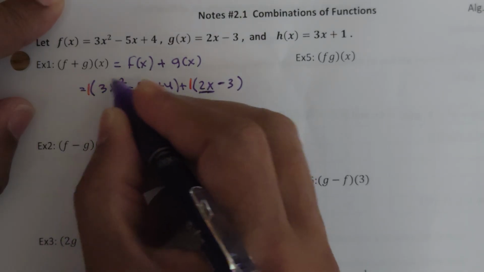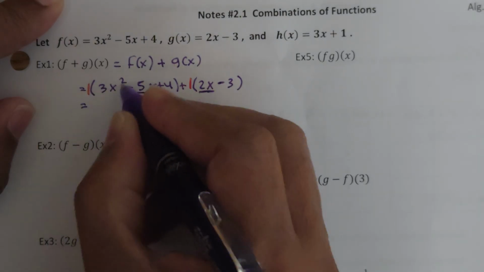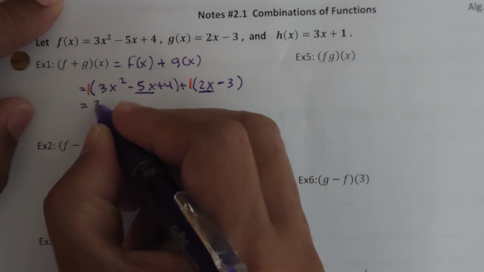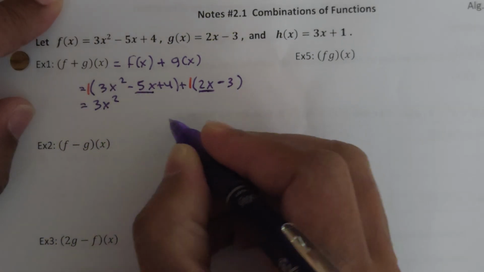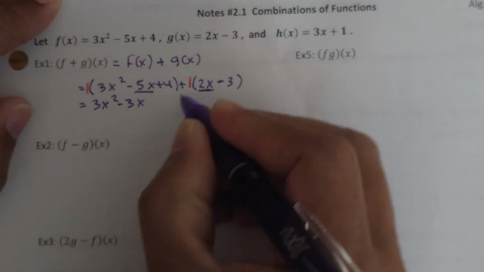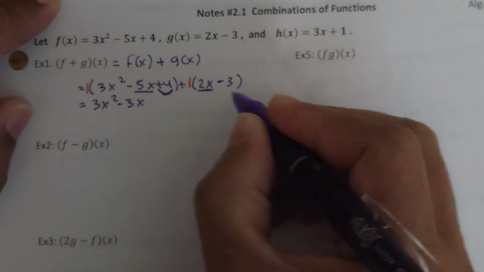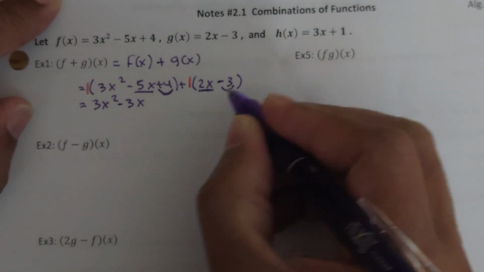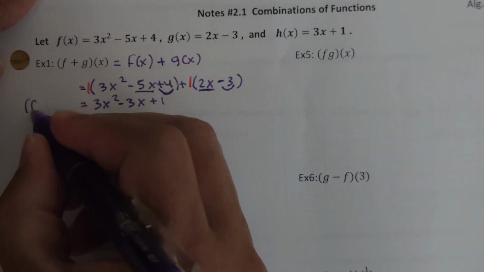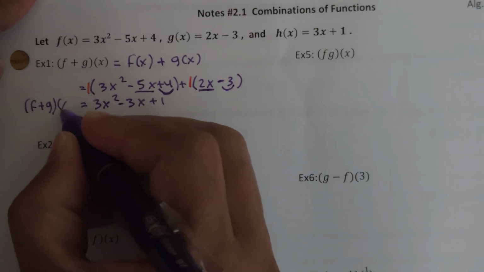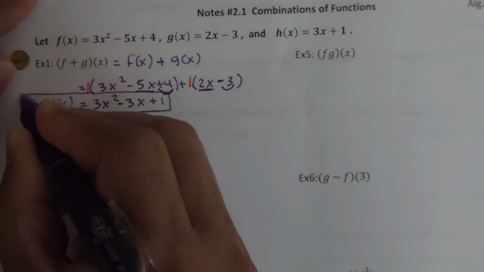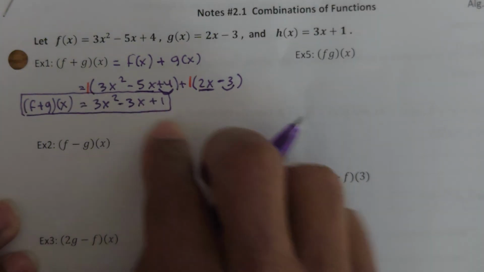But notice that I only have 3x squared. When it comes to second degree, I only see this one, so I'm just going to copy it down, the 3x squared. Then combine negative 5x and 2x, and they combine to negative 3x. Next is 4 and negative 3, which combine to positive 1. So the sum of f and g of x, which means we add functions f and g together, is equal to 3x squared minus 3x plus 1.